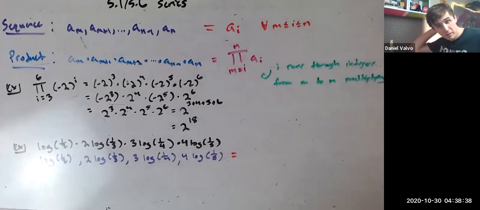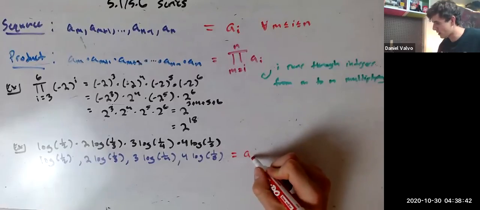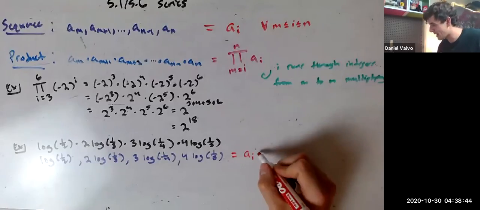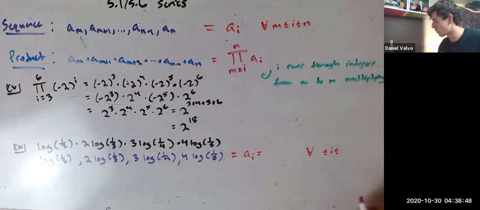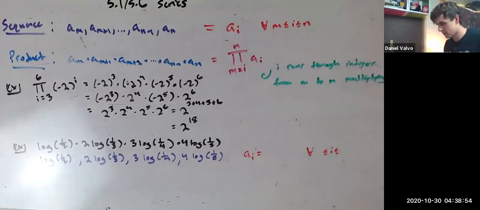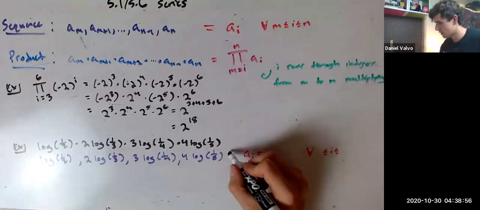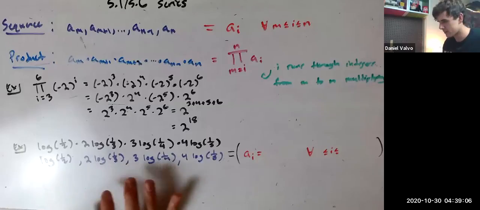So, once again, I want you to figure out what a_i is for some index i. And we also have to choose where we want our index to range from. So what do you guys think here? What's the pattern in this sequence?